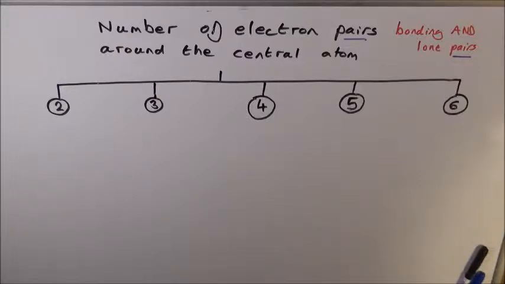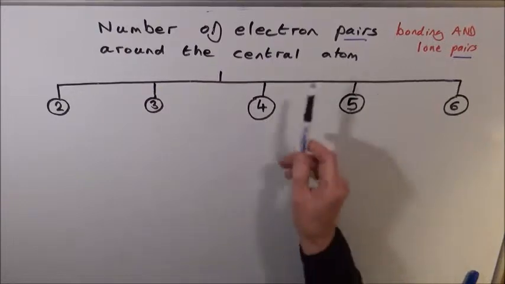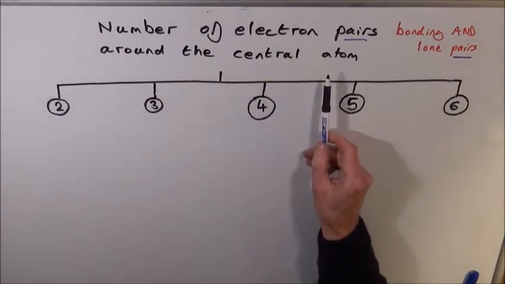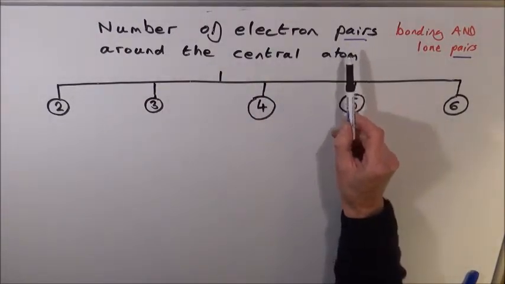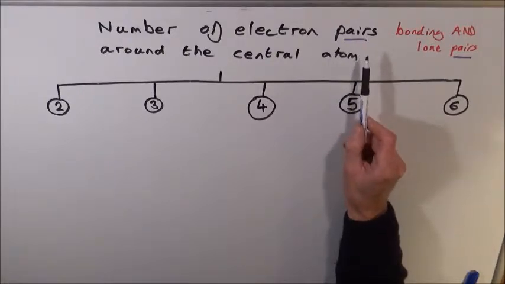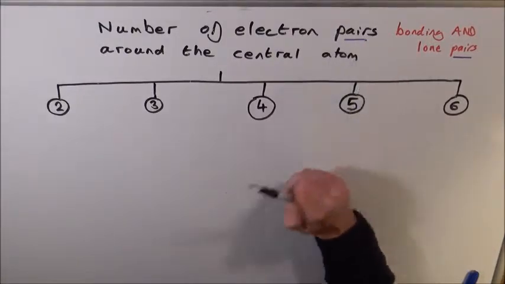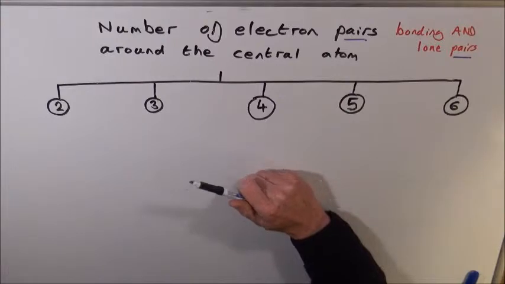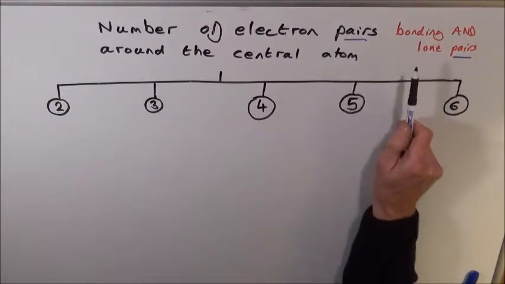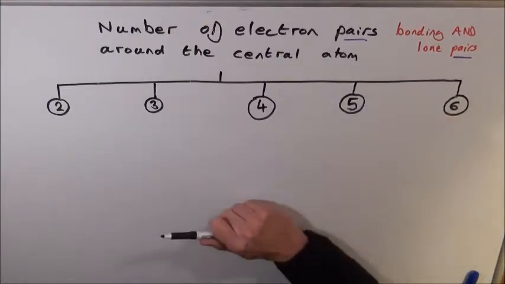Now, the first thing you do when working out the shape of a molecule or ion is consider the total number of electron pairs around the central atom. And I've underlined the word pairs because you must always talk of electron pairs, particularly in the exams. And this is to include bonding and lone pairs of electrons.